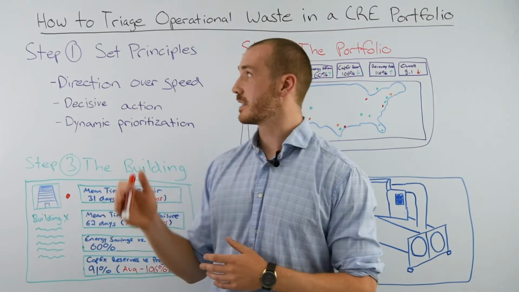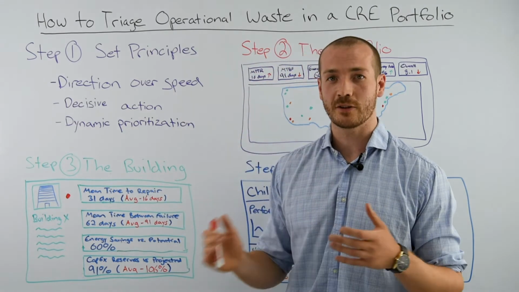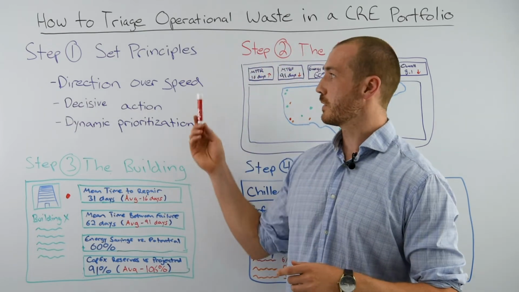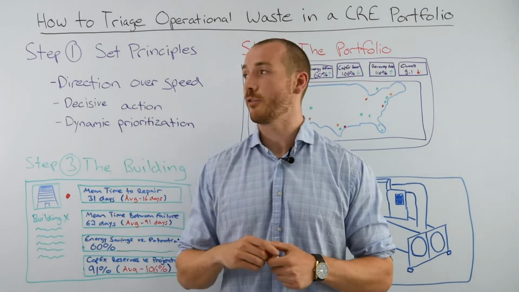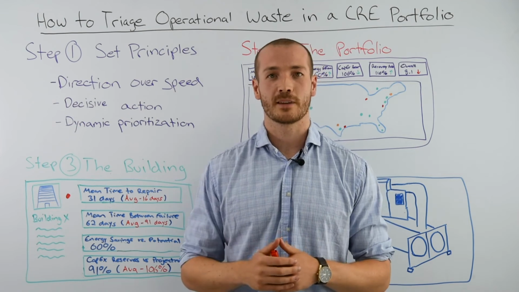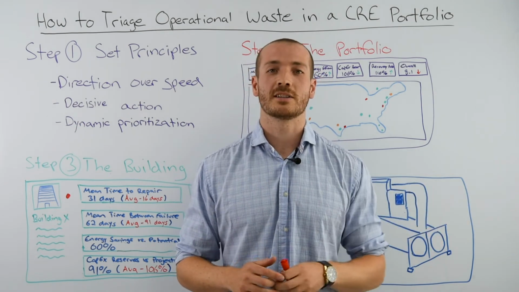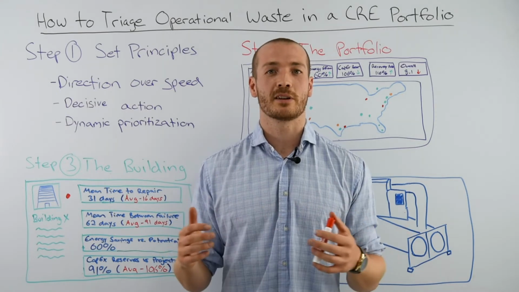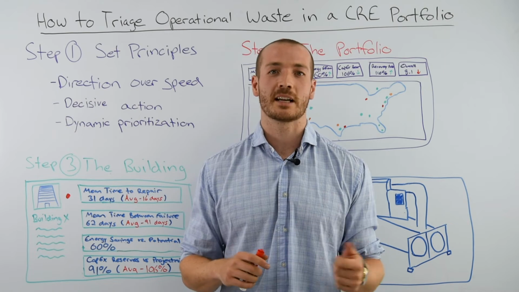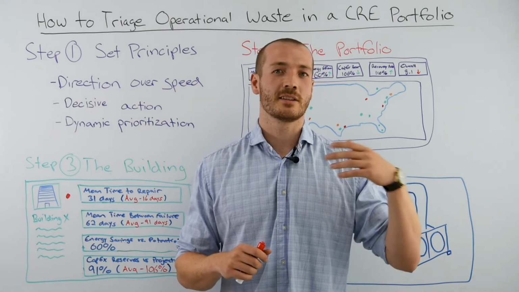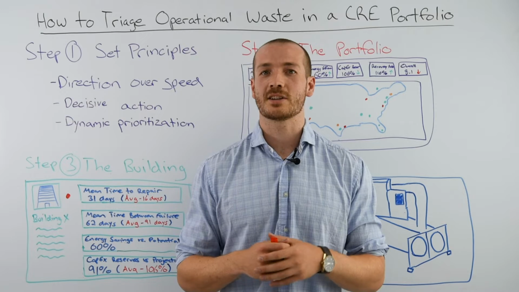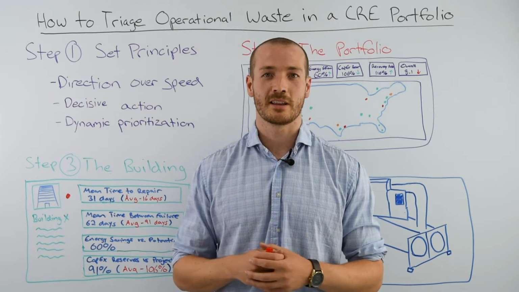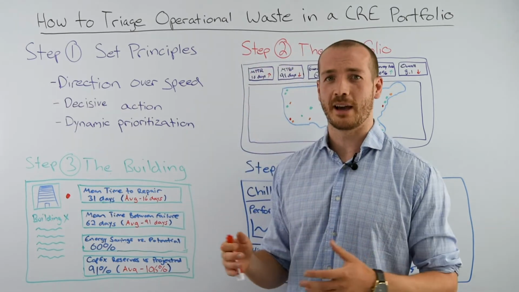Now, how do we do that? It's a simple step-by-step process, the first step of which is to set our guiding principles. The first principle we want to take account of is direction over speed. Instead of launching into a new program right away, we want to capture data about your building so we can quantify this waste. This data comes from IoT sensors, digitized system documentation, and existing sources, and it's all a lot more affordable than it ever has been in the past. So you want to build that map.